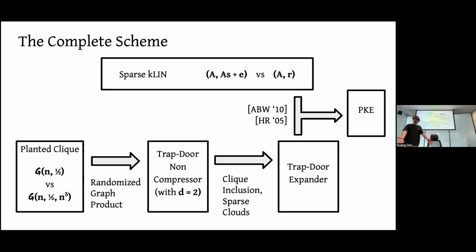Now we have the complete scheme, at least summarized. We go from the planted Clique conjecture to trapdoor non-compressors via this randomized graph product. Then we use Clique inclusion and sparse clouds to get trapdoor expanders. And then we can combine this with sparse k-LIN using previous work to get public key encryption.